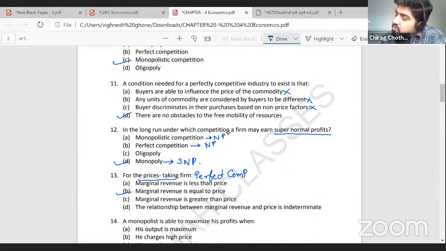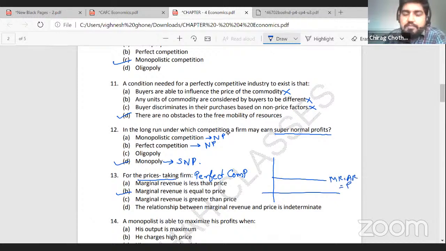No. In case of perfect competition, students, MR is equal to price. Why? Because if you remember, at this point, MR is equal to AR is equal to P, right? So MR is equal to price in case of perfect competition.